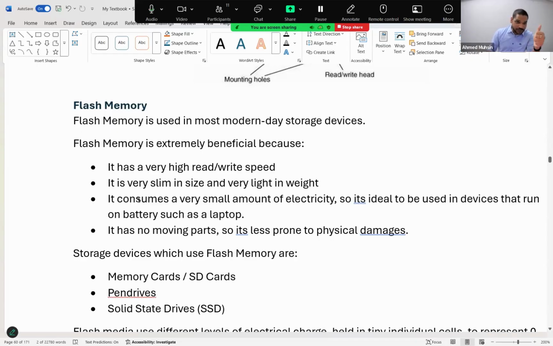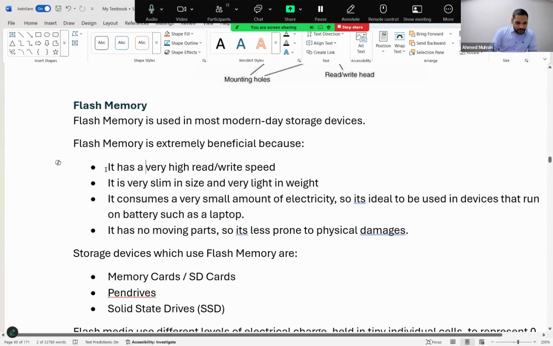Low power consumption. Excellent. EEPROM flash memory has extremely low power consumption. Next, it has no moving parts. So what's the big deal? No moving parts, so less prone to physical damages. Excellent. Something else? Very high read-write speed. Something else? Not high storage. It's very slim. Okay. Extremely slim.